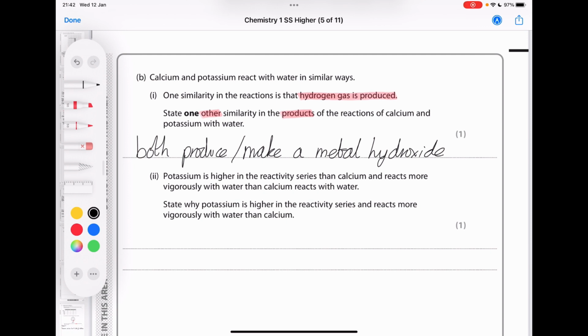And part 2, you are asked to explain why potassium is higher in the reactivity series and reacts more vigorously with water than calcium. So why potassium is more reactive than calcium. Lots of people wrote really good stuff on this that didn't really address the question, and this was quite a difficult one to get right because the answer was so simple. We just need to say that potassium loses electrons more easily than calcium.